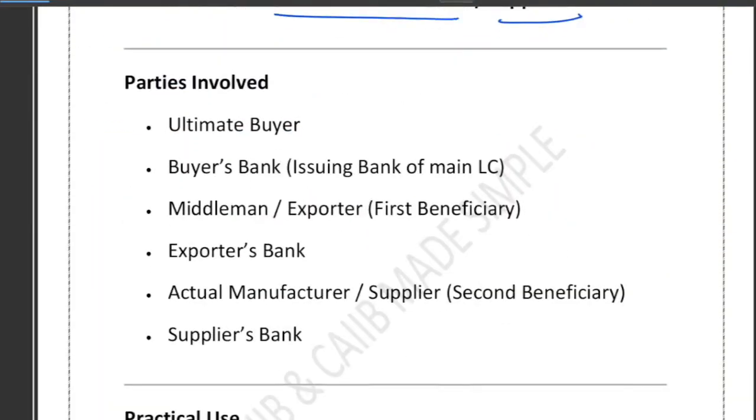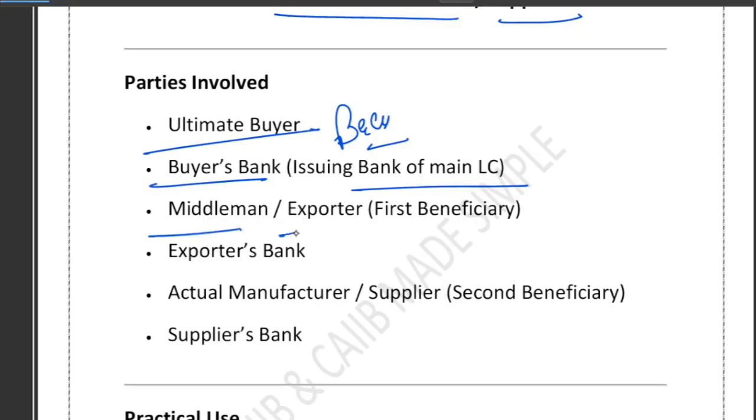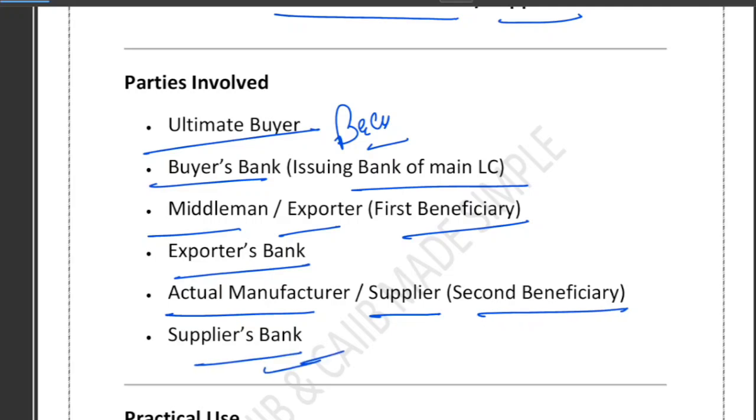Now who are the parties involved in a back-to-back LC? First is the ultimate buyer. Second is the buyer's bank, which is the issuing bank of the main LC. Then the middleman and exporter, which is the first beneficiary. The exporter's bank obviously is there. Then the actual manufacturer and supplier, the second beneficiary, and the supplier's bank. So obviously you can see there are 6 parties.